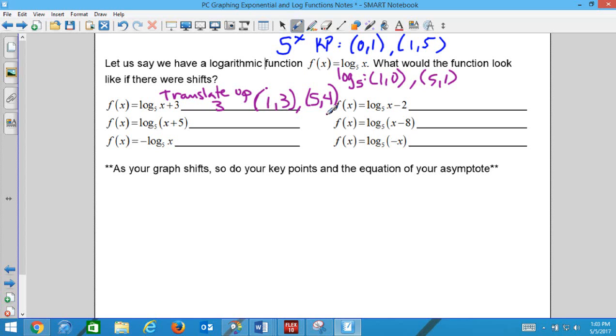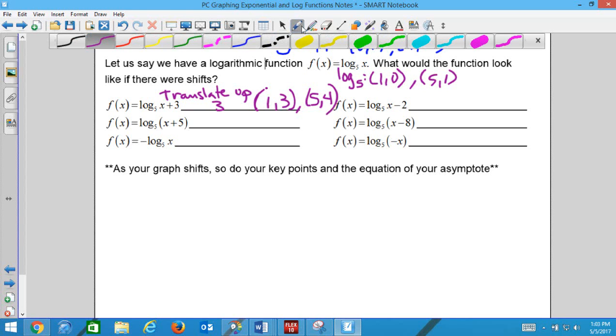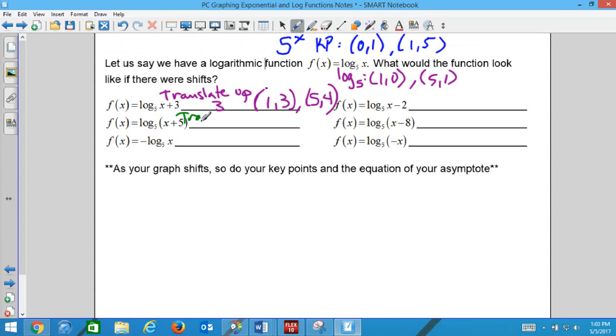Log base 5 of x plus 5. Now, I know for this one, x plus 5 is in parentheses, so x plus 5 has got to be with the x. The one right above it, no parentheses, it has to be with the y. The parentheses is how you can tell. So x plus 5, we're going where? Translate left 5. So I'm going to take my log key points and just subtract 5 from the x's. Negative 4, 0, and 0, 1.